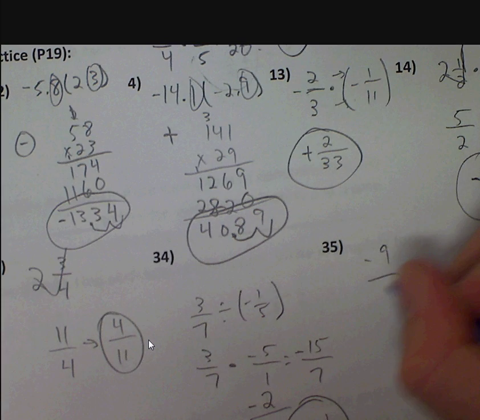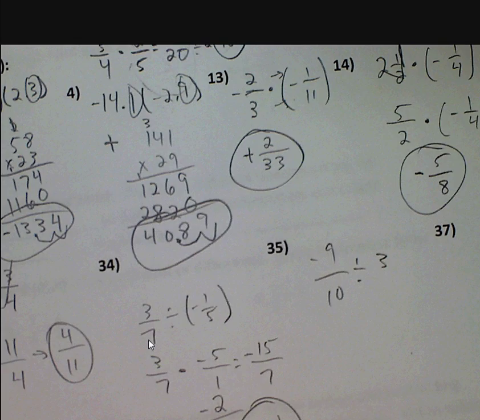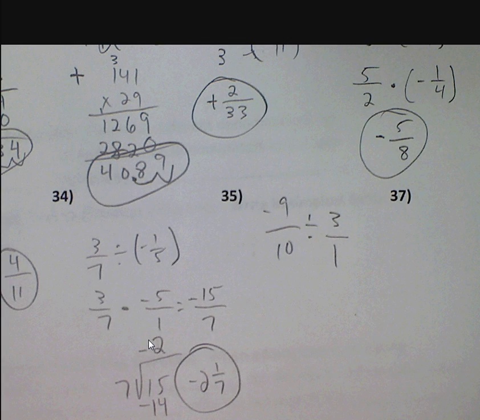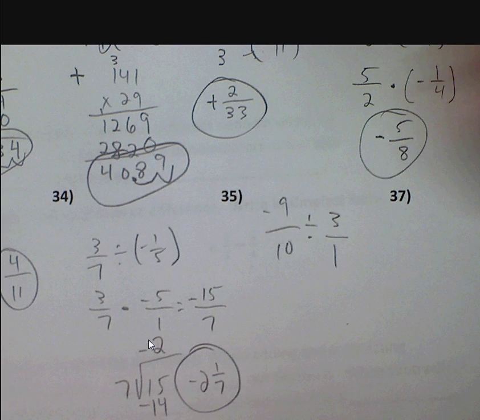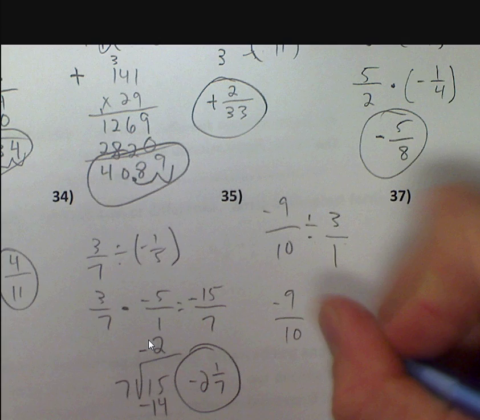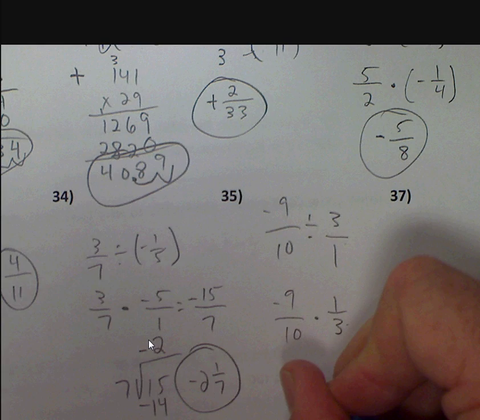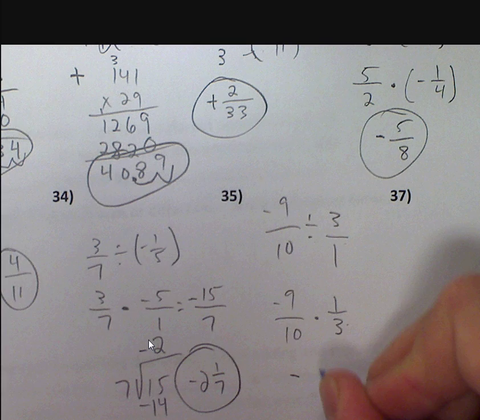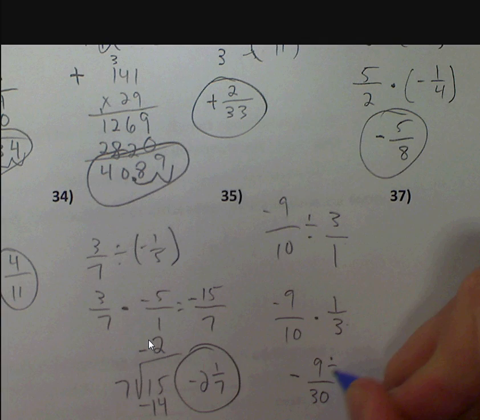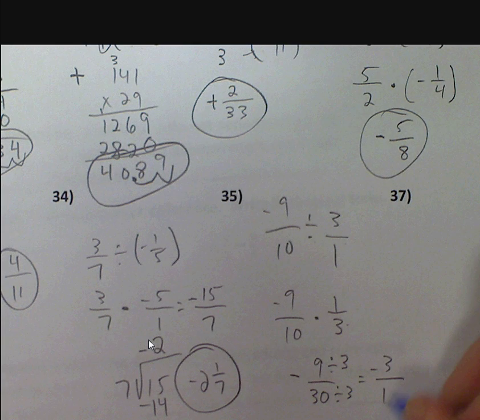Number 35. We have negative 9 over 10 divided by 3. If I have a whole number, I need to go ahead and put this over 1. Pause the video and try. If I divide by fractions, I multiply by the reciprocal. Negative 9 over 10 times 1 over 3. I have one negative sign, so that would be negative. 9 times 1 is 9. 10 times 3 is 30. I can reduce. Divide top and bottom by 3. That would give me 3 over 10.